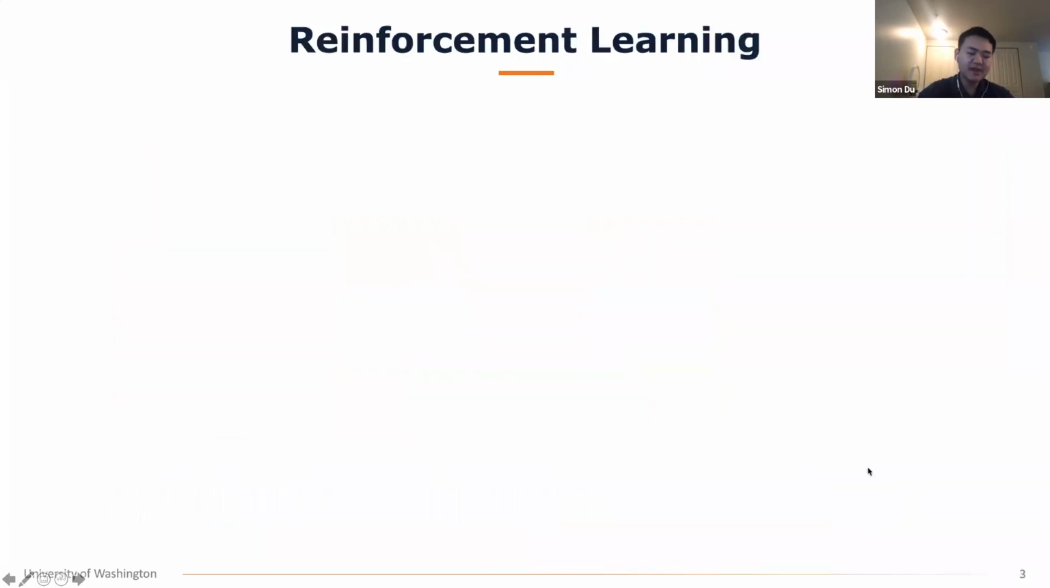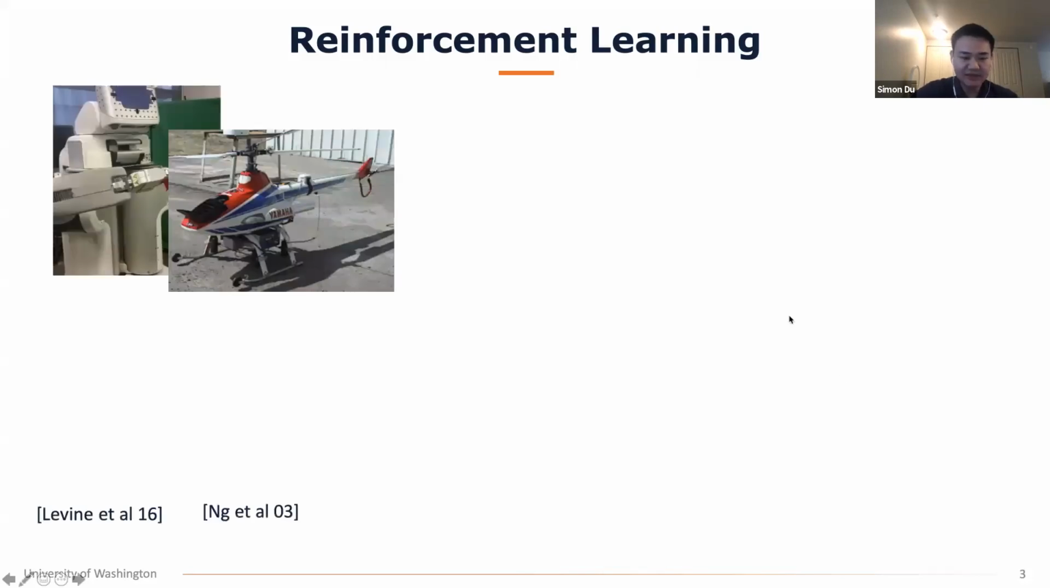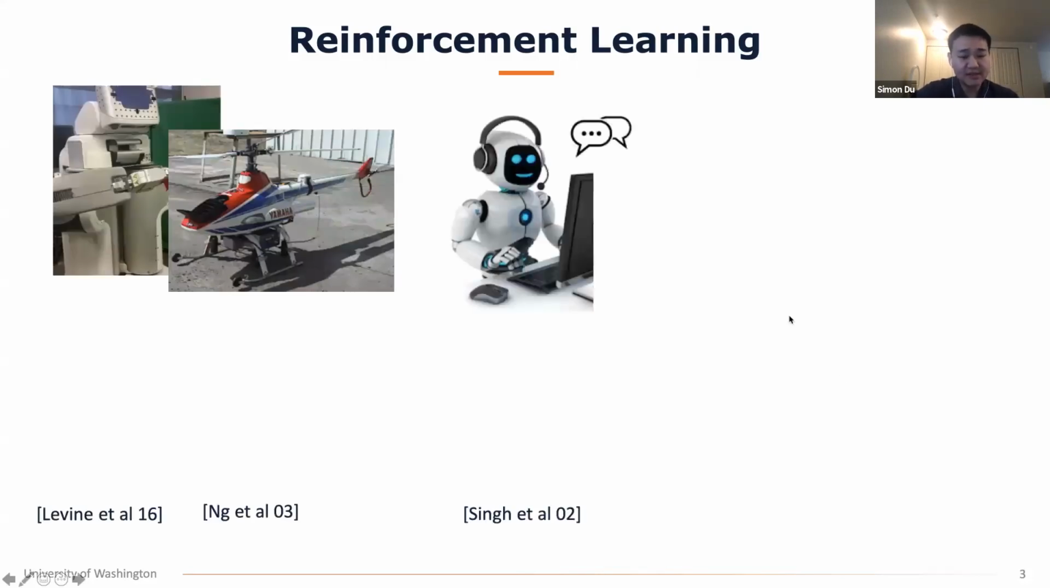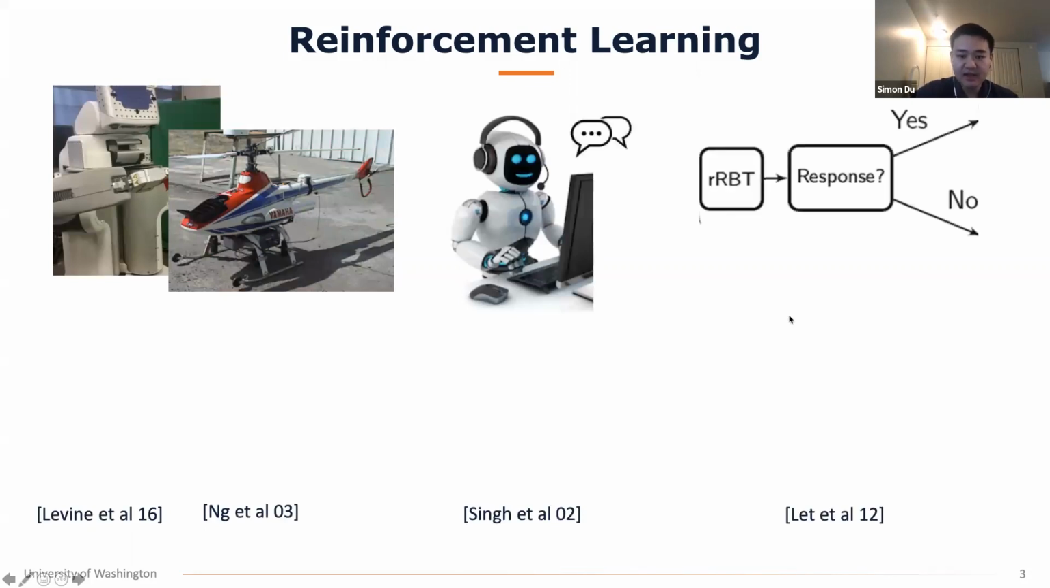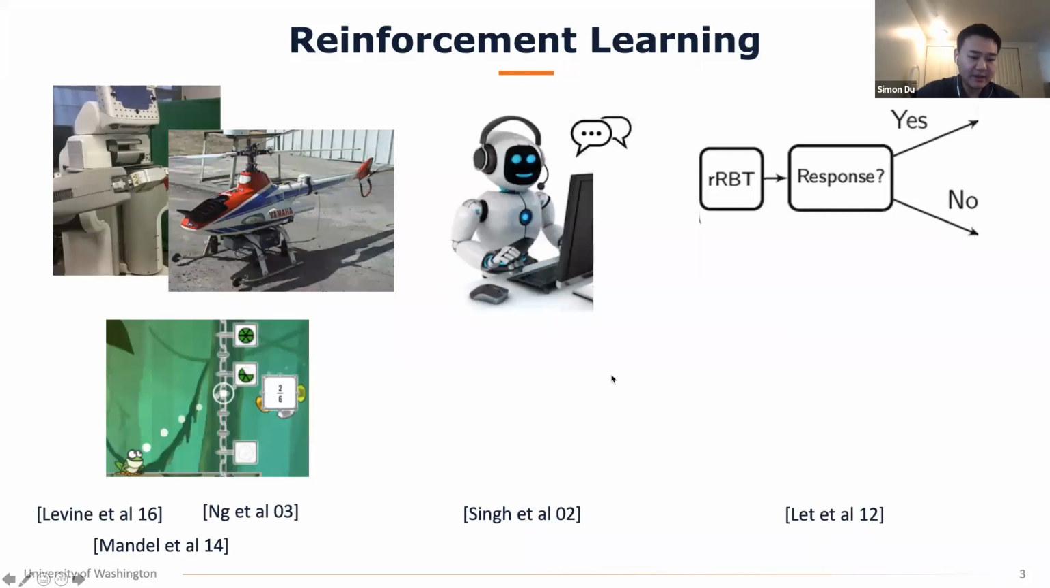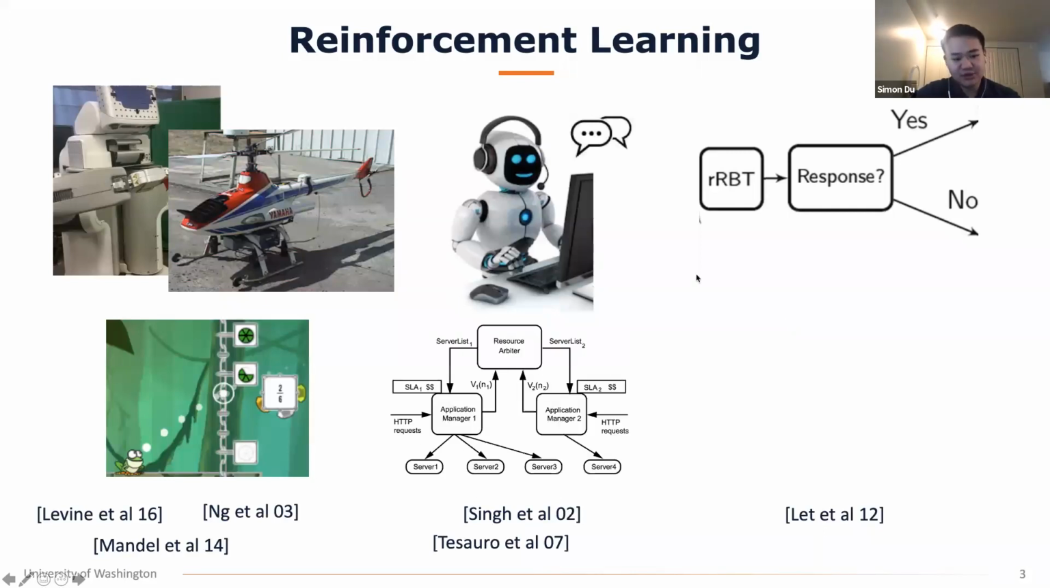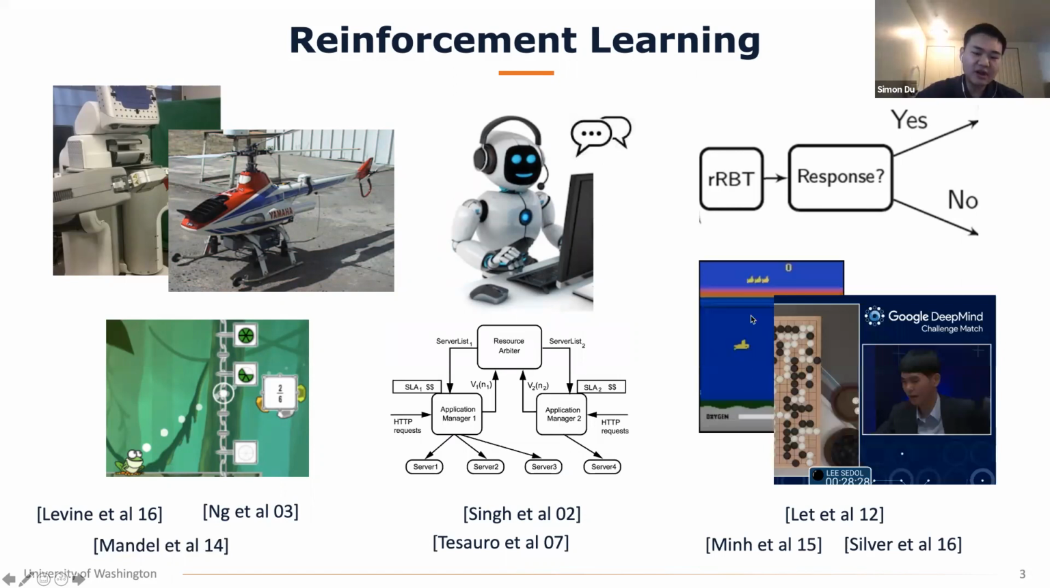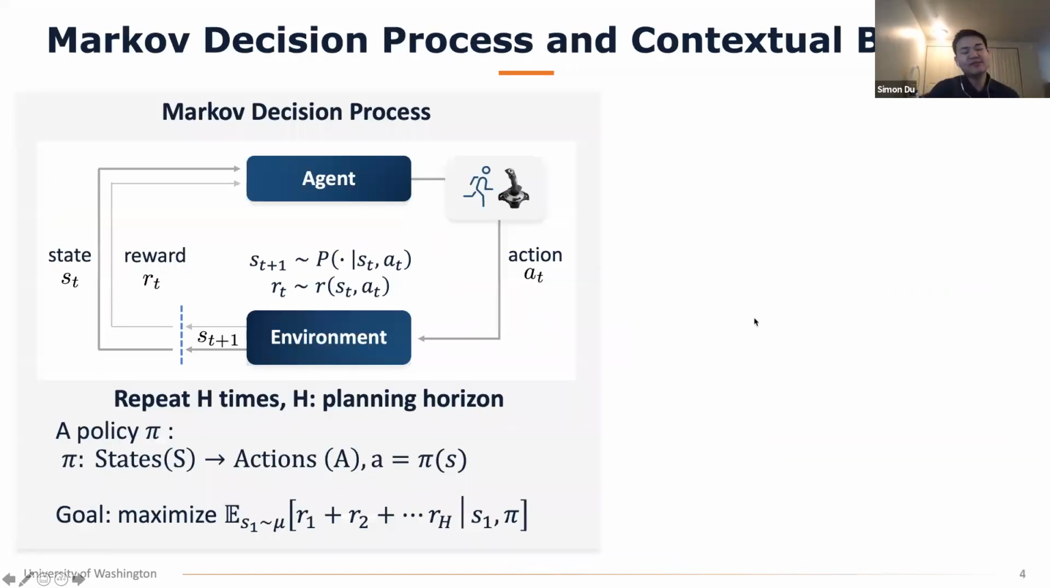Okay, so we all know that reinforcement learning is very popular and powerful in solving many real-world problems like robotics, dialogue systems, treatment effect problems, education problems, operations research problems, and more recently it's very hot in solving different kinds of games like video games and the game of Go. So here, let me describe the setting first.